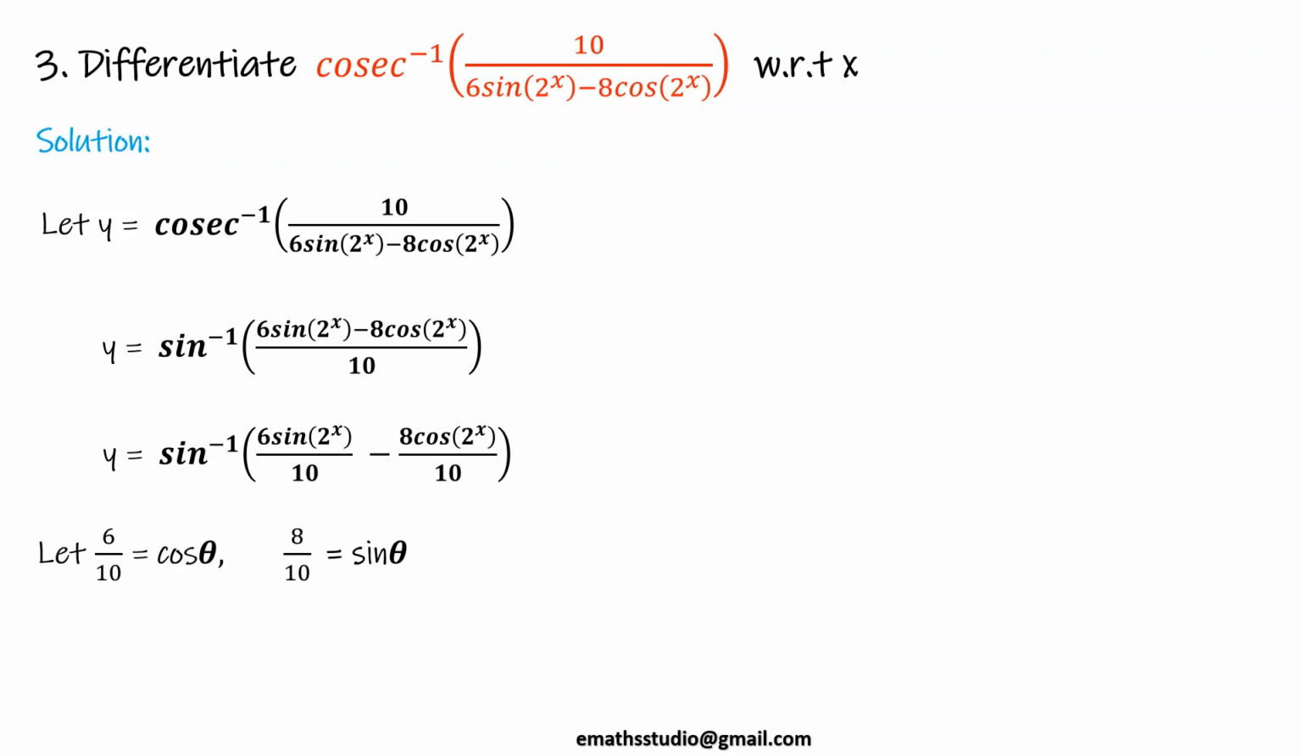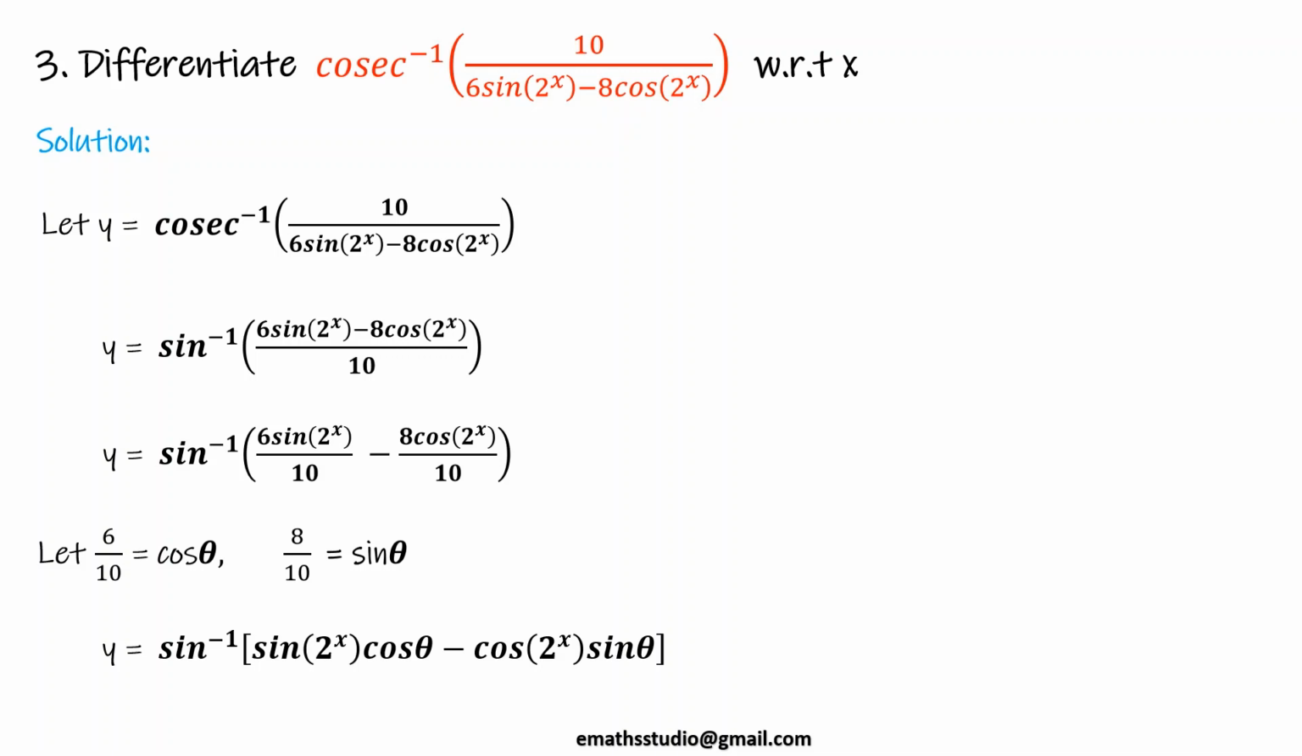Now I am assuming 6 by 10 as cos theta and 8 by 10 as sine theta. If we do this substitution here, it becomes sine inverse of sine of 2 raised to x cos theta minus cos of 2 raised to x sine theta. Again, somebody may have questioned why cos for this? Why don't you consider 6 by 10 as sine and 8 by 10 as cos?